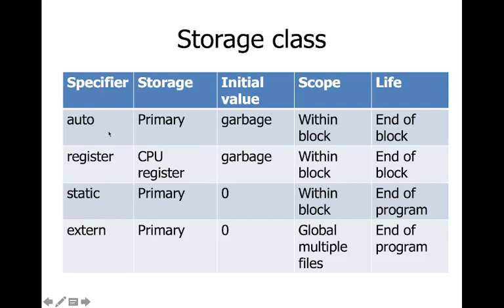So in the specifier, if it is auto, it will be in primary storage. The initial value will be a garbage value, and the scope is within that block of that program, and the lifetime is the end of that block. If it is register, it will be stored in a CPU register, with a garbage initial value, within that block and till the end of that block. These two are almost the same, the only difference is primary memory and CPU register.